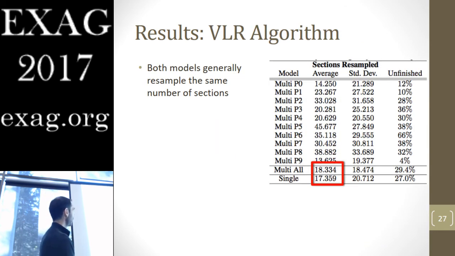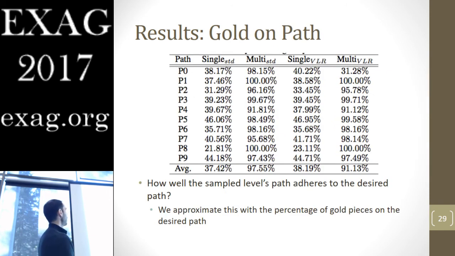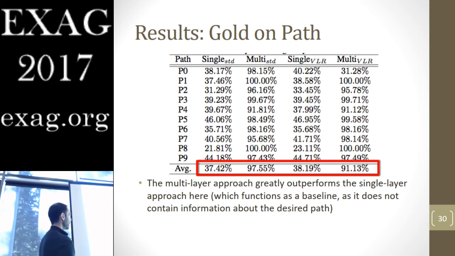The other thing is, how hard is it to generate a level? This is the number of times our algorithm had to resample a section of the level, and here we see basically no difference. And the last metric is what percentage of the gold pieces in the level were generated in the paths we provided. And here, of course, not surprisingly, our approach does better.